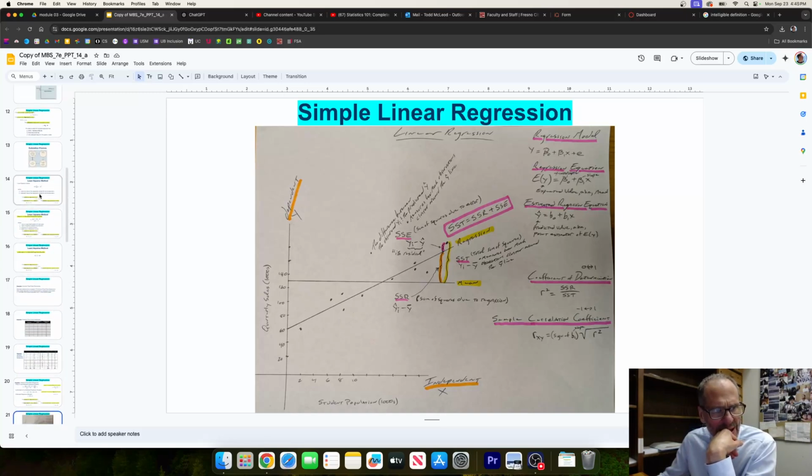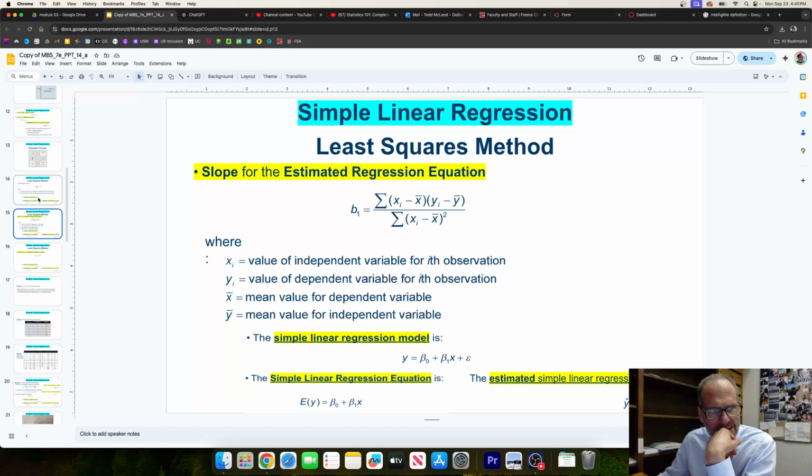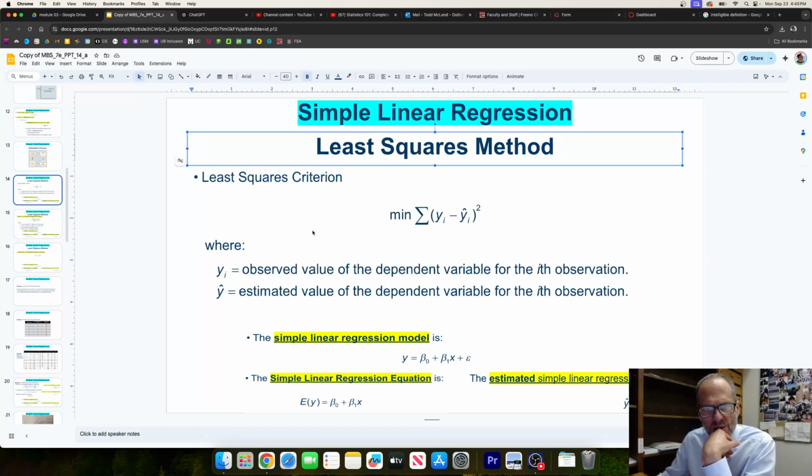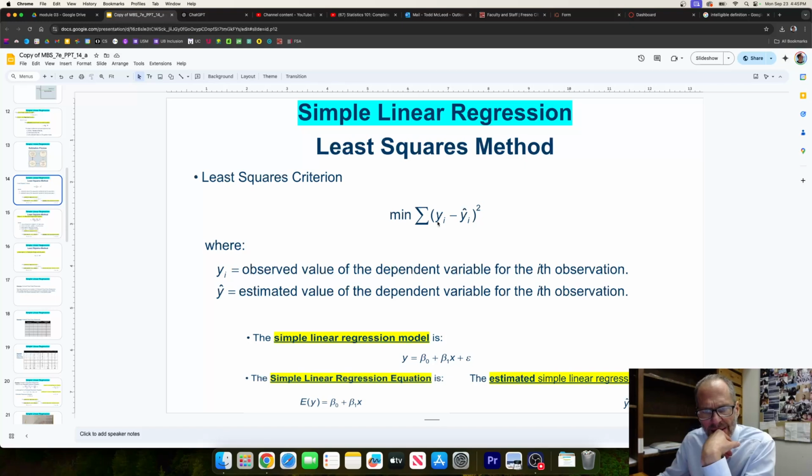Again, you have to use calculus to do that. We're not going to use calculus in this course to do it. But here's the idea. You want to do the least squares method. So you take the point and subtract the expected value of y on the regression line. So yi is the observed value of the dependent variable for the ith observation, and y hat is the estimated value of the dependent variable for the ith observation. And so you would get y hat, that's your regression line.